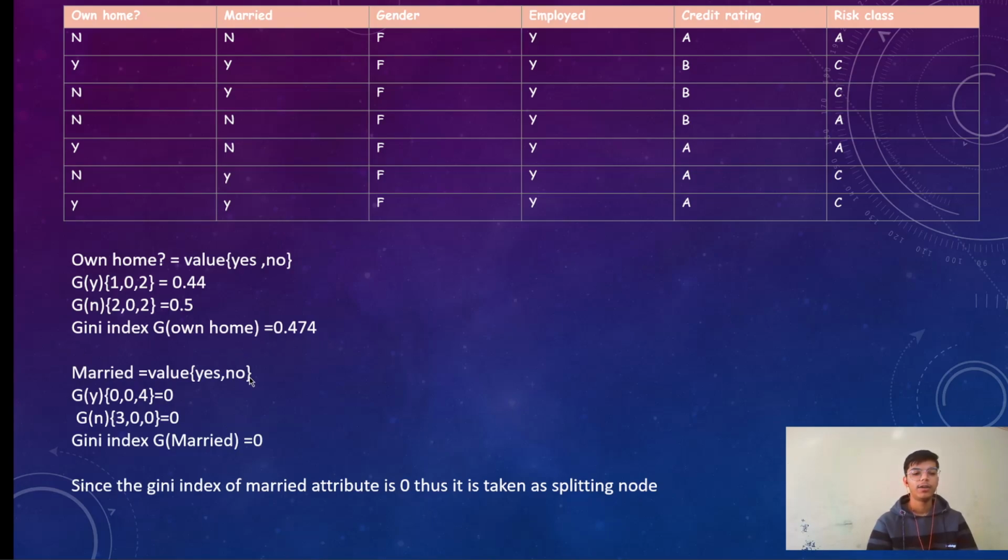And for married, there are two values, yes and no. So we will find the Gini index for yes and no respectively, which are 0, 0, and thus the Gini index for married will be 0. Since the Gini index of the married attribute is 0, that is, it is a pure attribute, it is taken as the splitting node.